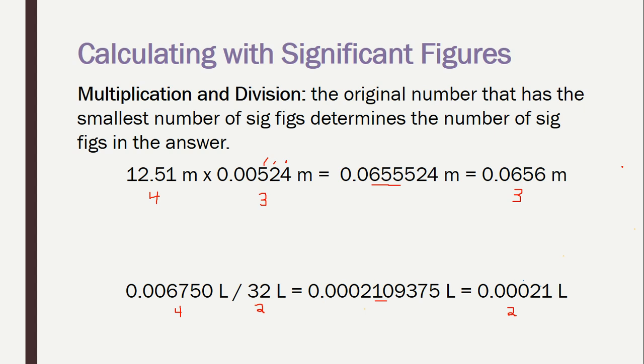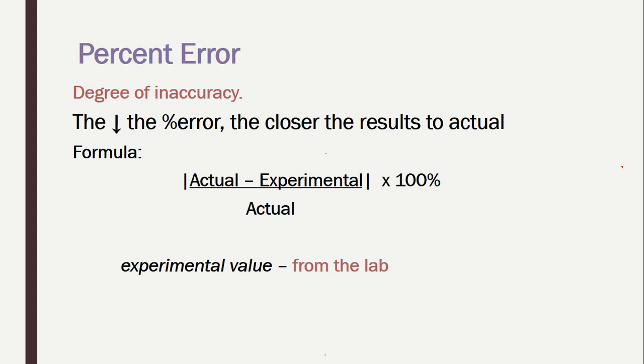Where you just count the significant digits and make sure your answer has as many as the fewest. Right, now percent error, we talked about this. The percent error is the degree of inaccuracy, or basically how far you are from the actual. The lower the percent error, the closer your results were. And the formula for this is actual minus experimental over actual times 100%.